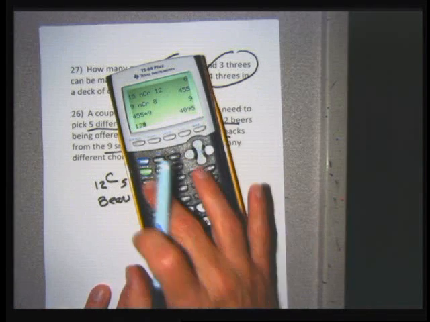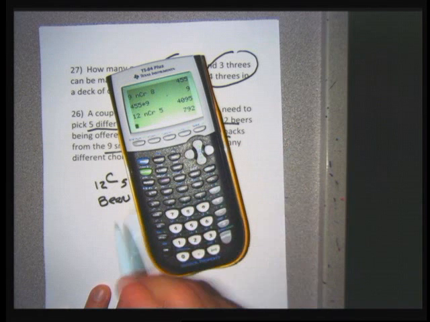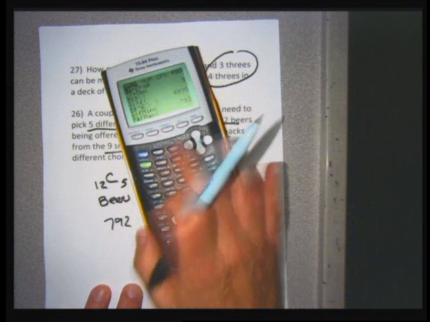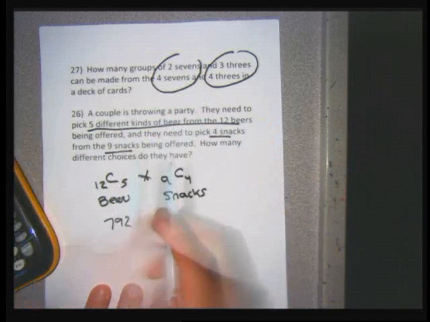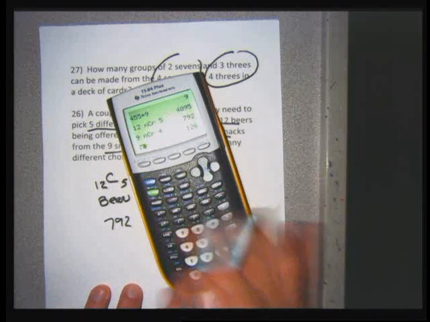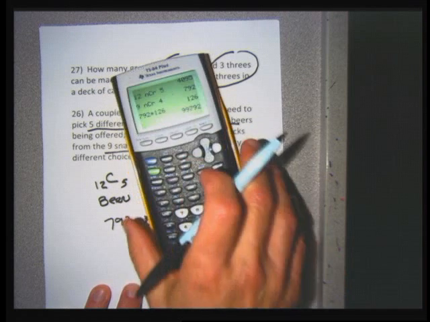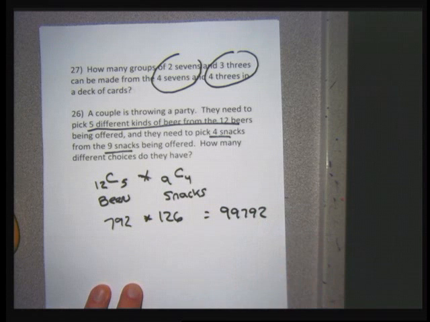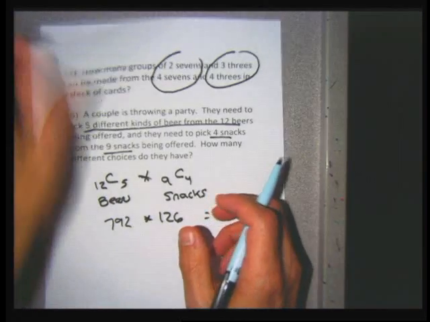So I'm going to do 12 math choose 5 and get 792, and then 9 choose 4 and get 126, and 792 times 126 is 99,792. Your problem will work similarly, even though it's talking about cards as opposed to beer and snacks.